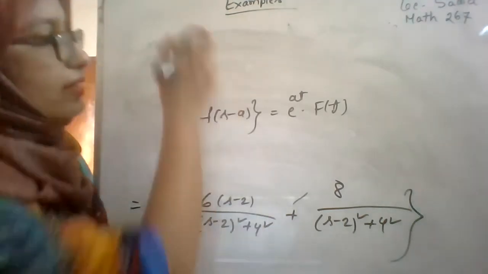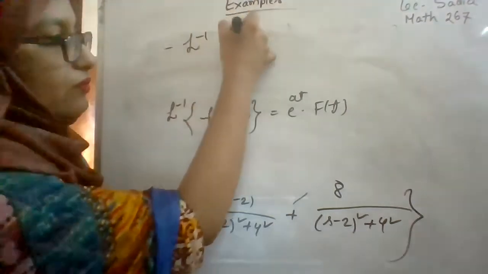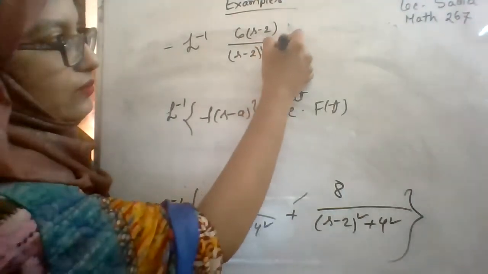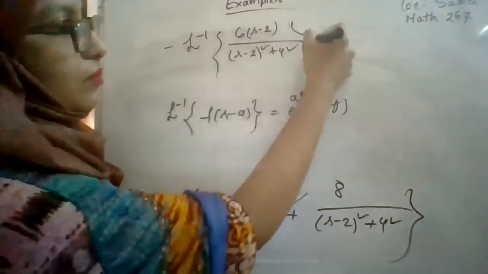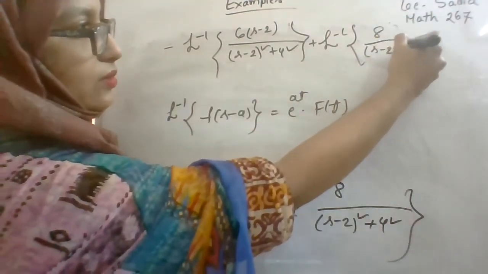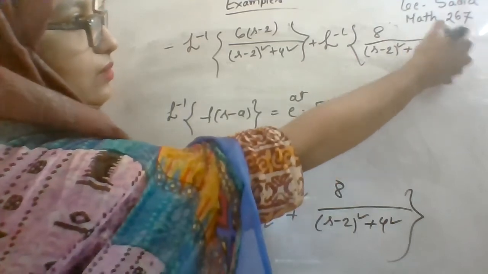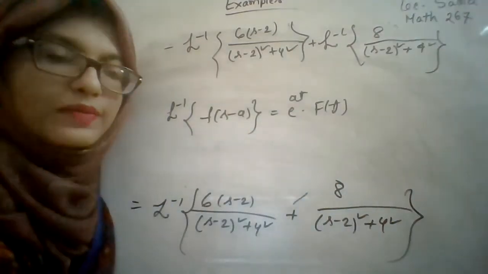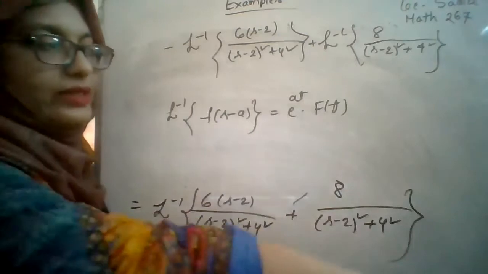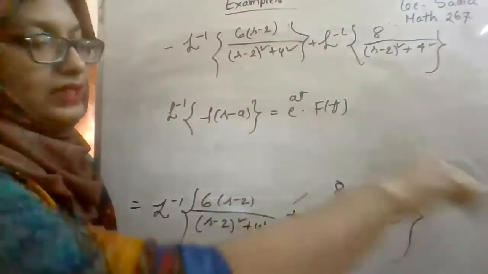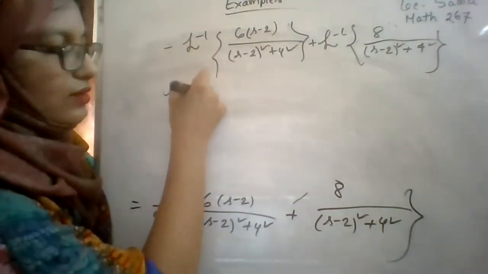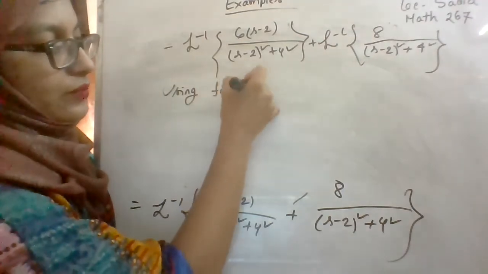So for the first one, I can write the inverse Laplace transformation of 6 times (s minus 2) divided by (s minus 2) whole square plus 4 square, plus the inverse Laplace transformation of 8 divided by (s minus 2) whole square plus 4 square. Okay. So here at first I have used the linearity property. Now I will use the first translation or shifting property, e to the power at f of t.